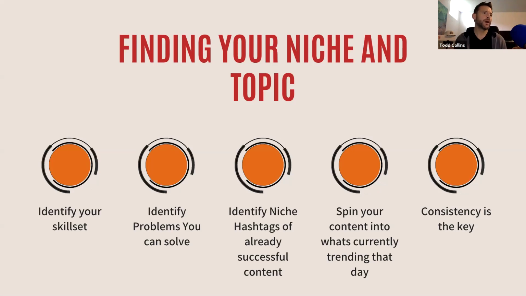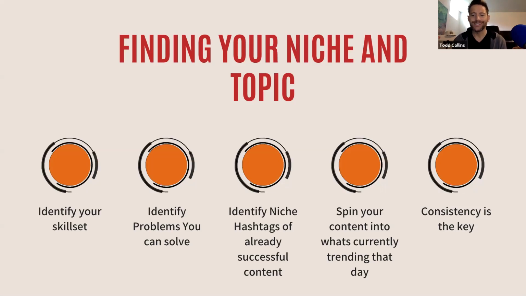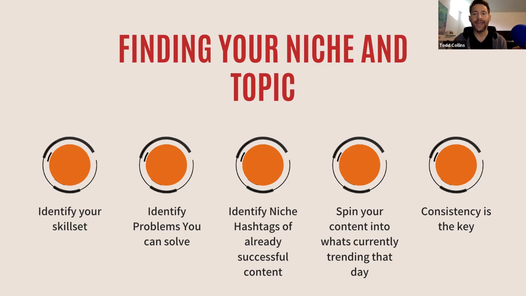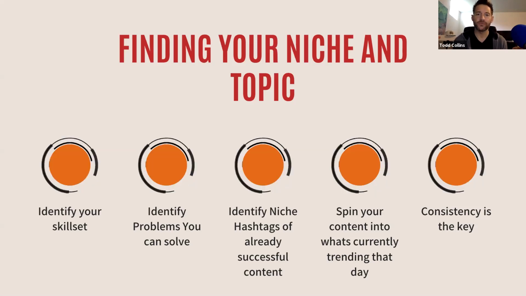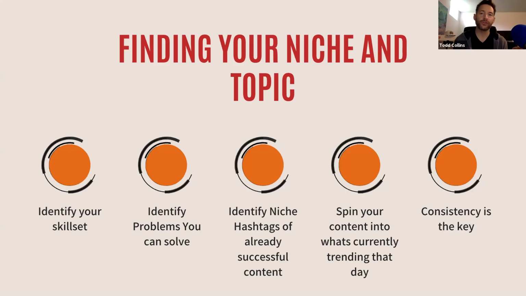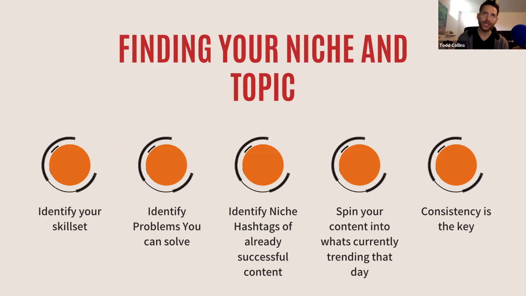Identify the niche hashtags of already successful content. So just like the YouTube process that I gave you guys, it's real simple. Go and look at five people, pick five people out typically that are very successful on TikTok. Look at the hashtags that they're using in their posts, as long as these people are in a similar niche as you.